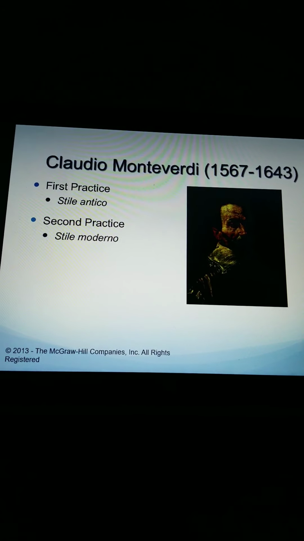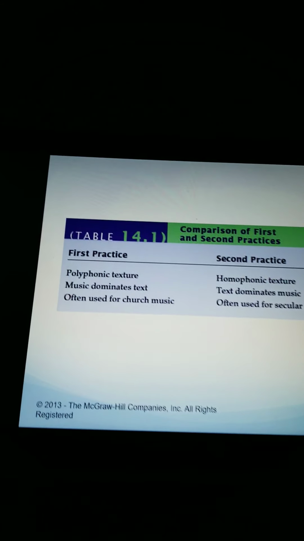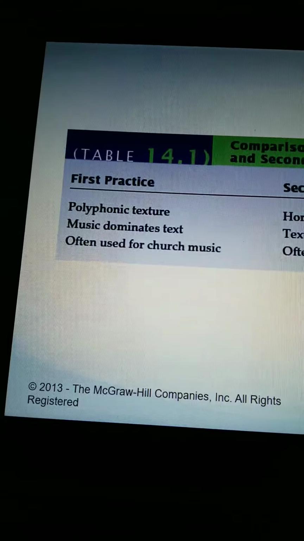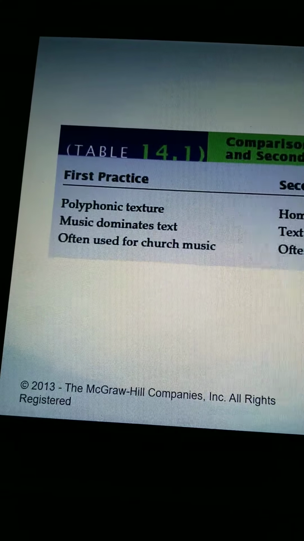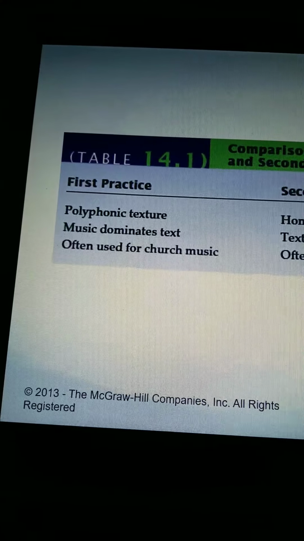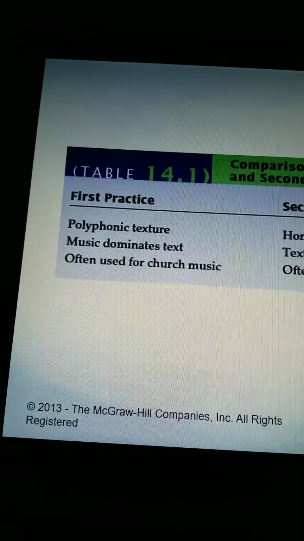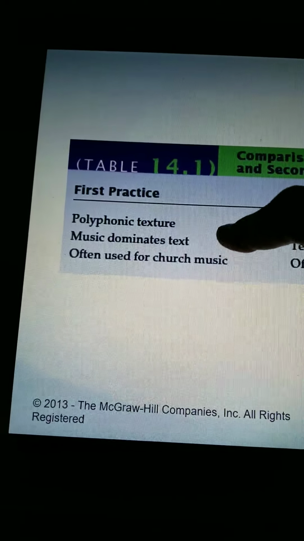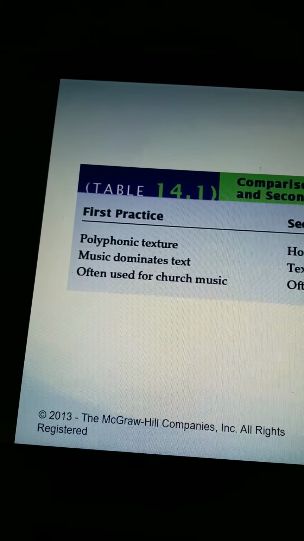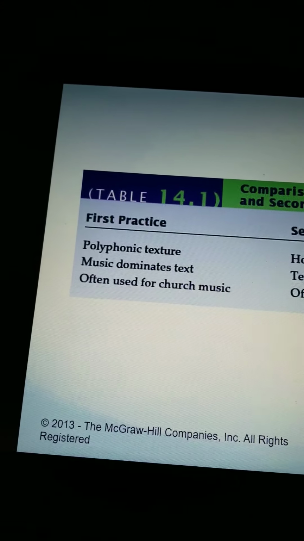Now, let's look at the similarities and differences between the two styles. The stile antico, or first practice, had polyphonic texture. Remember, poly means many, phonic means sound. Polyphonic texture simply means that there are independent melodies at the same time. And because there were so many independent melodies happening, the music would dominate the text. In other words, sometimes the lyrics to the songs would be difficult to understand because there were so many layers of music happening at the same time. And this was often used for church music.